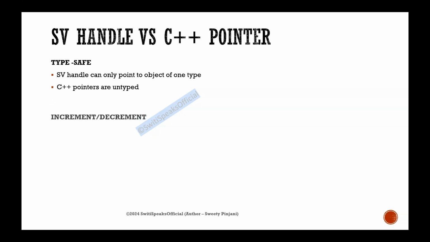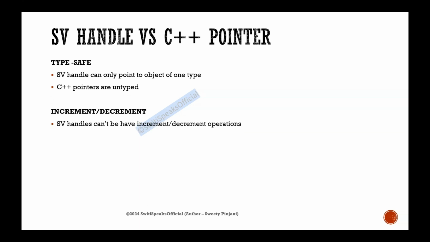The second major difference is with respect to increment and decrement operations. In case of SystemVerilog, you can't do increment and decrement operations on a handle. Why? Because the type of handle is class. You can't increment and decrement it. It's not like a C++ pointer where it's just an address and you can do increment and decrement. That is not allowed in SystemVerilog.